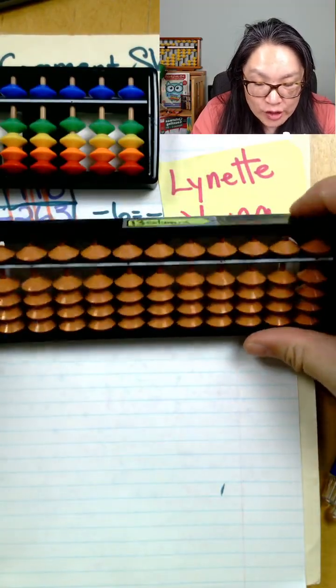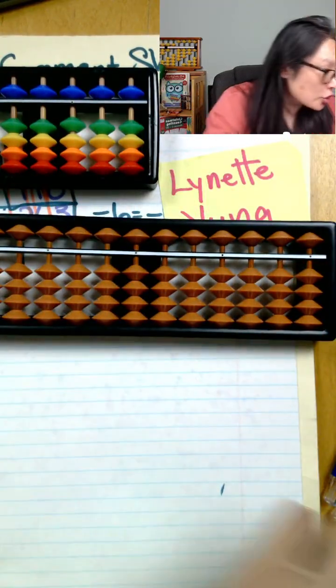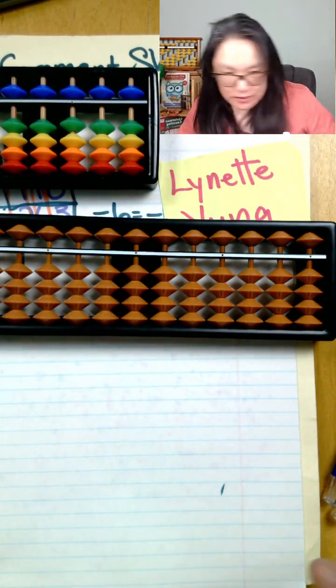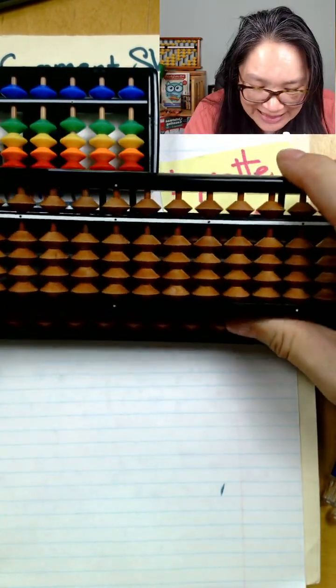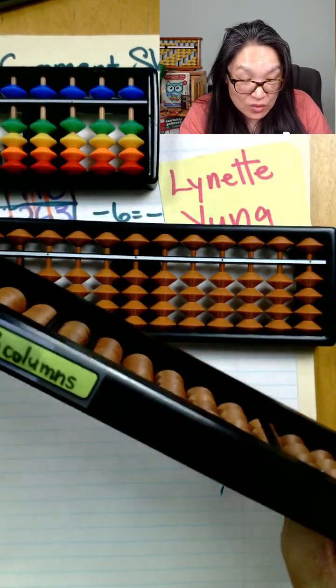So I would graduate them to a 13 column one, and this would be plenty. You could do the big one like I had, the competition one, but I feel like that's overkill unless you want to do competition. I think this is going for maybe $50. I don't know. I mean, this is an old abacus.